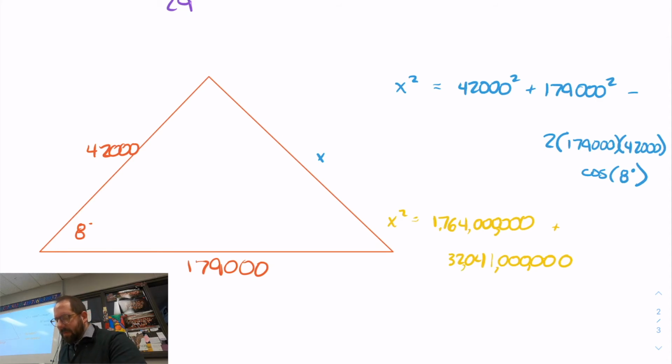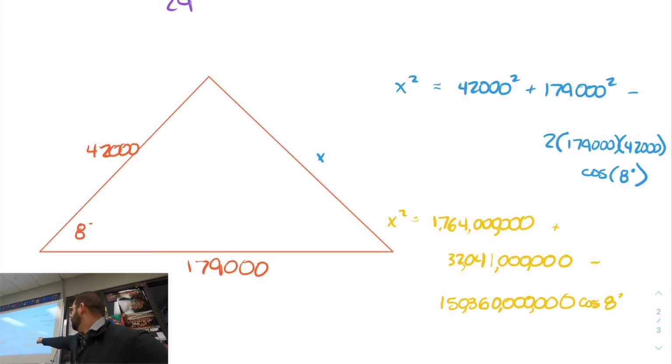And then we have the minus sign. 2 times the 42,000 times the 179,000. This is 15036, 1, 2, 3, 4, 5, 6, 7. 150 billion times the cosine of 8 degrees. Pretty big number. Now, I still have to take that number times the cosine of 8 before I add and subtract. So taking this times the cosine of 8, that's still a big number.